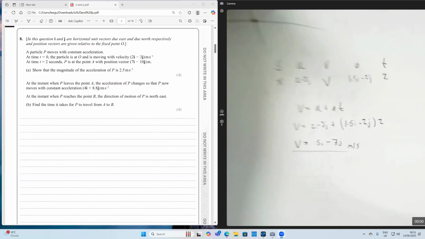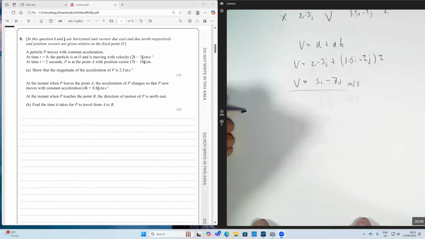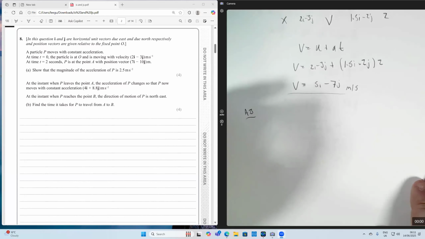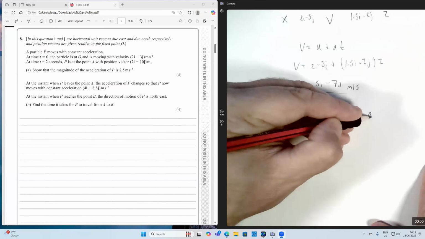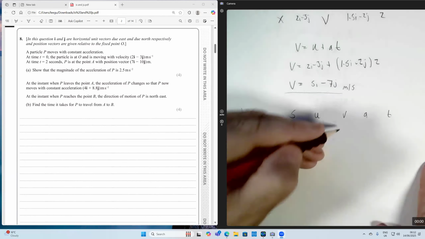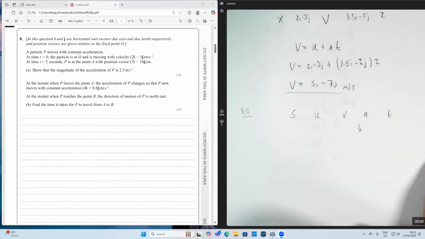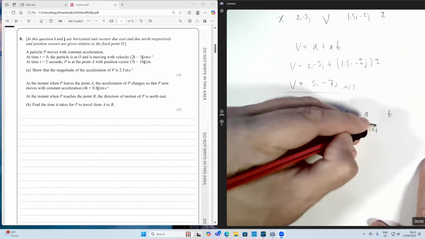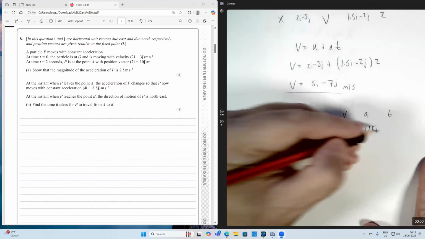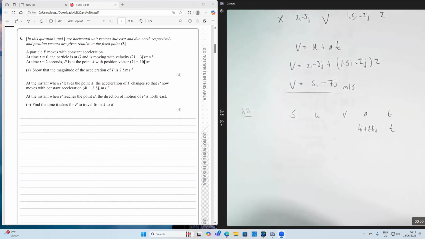Now we need to think about moving from A to B. Okay, so now we're going from A to B. We've got a new acceleration. Let's write down our SUVAT again. We now know the new acceleration is 4i plus 8.8j. The time is what we're trying to find in this one. Find the time it takes to travel from A to B.